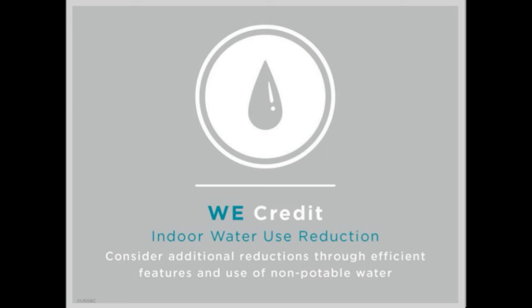Now that we have looked at the prerequisite, let's analyze how a project may earn the related credit, Indoor Water Use Reduction. All projects, except data centers, can earn up to 5 points by considering additional water use reduction through efficient features and use of non-potable water.